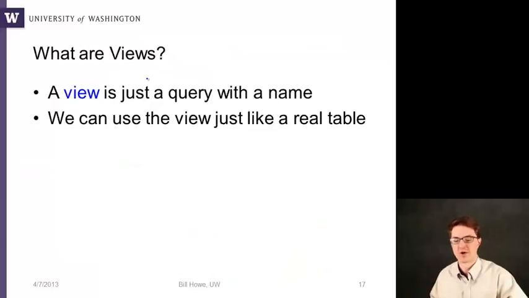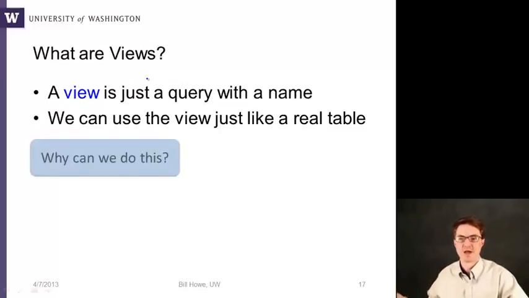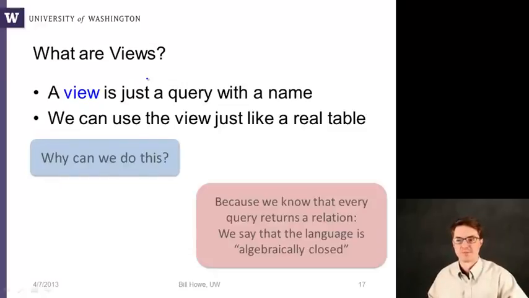A view is just a query with a name. So I write a query, I give it a name, and I put it in the database. Now, I can then access that view as if it was a table in the underlying database itself, as if it was a physical table. So why can we do this? Well, I talked about this notion of algebraic closure before, and this is exactly what allows us to do this.